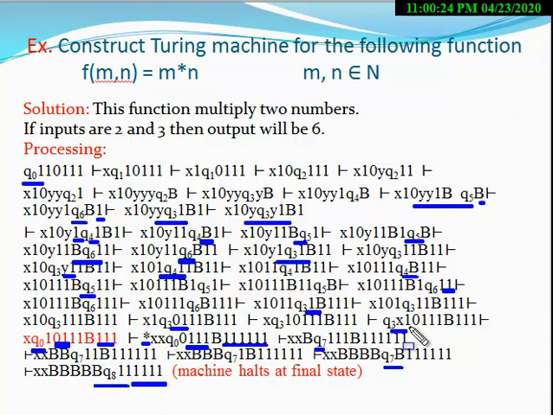So this is the logic to make a Turing machine corresponding to this function. Now we are going to construct a Turing machine for this function according to this logic.